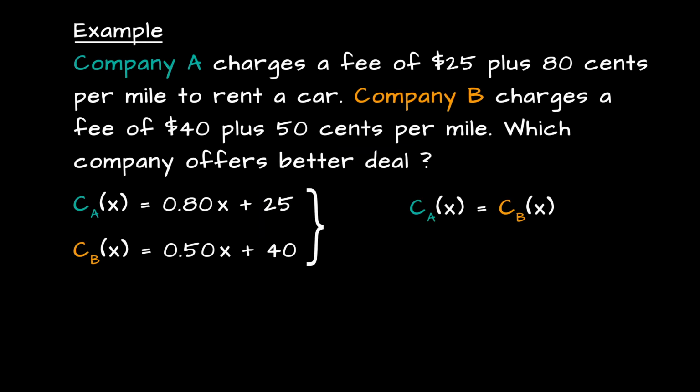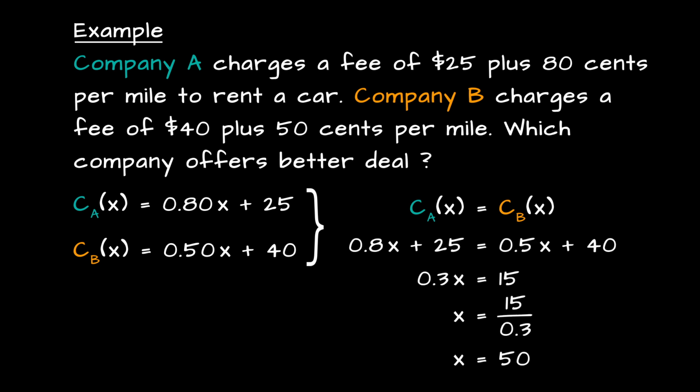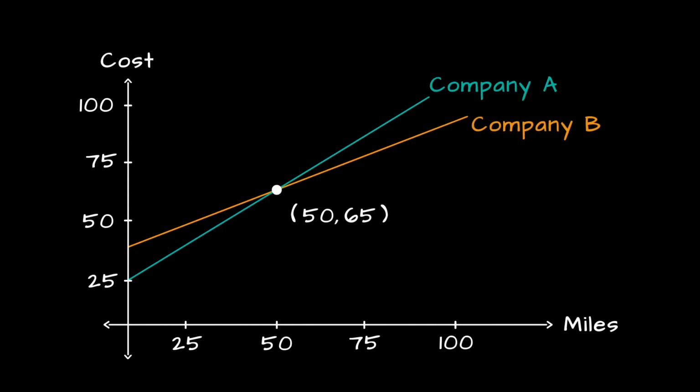To understand exactly when that happens, we want to take our 2 linear cost functions and set them equal to each other. The result is a linear equation which, when solved, gives us a value of x equals 50. Which means that our two cost functions intersect at precisely the point where x equals 50, where the corresponding cost happens to be 65. So the interpretation here is as follows.